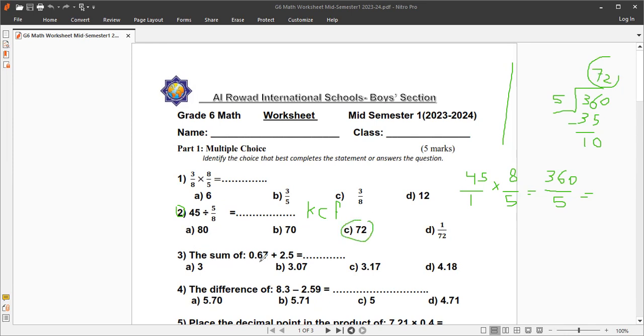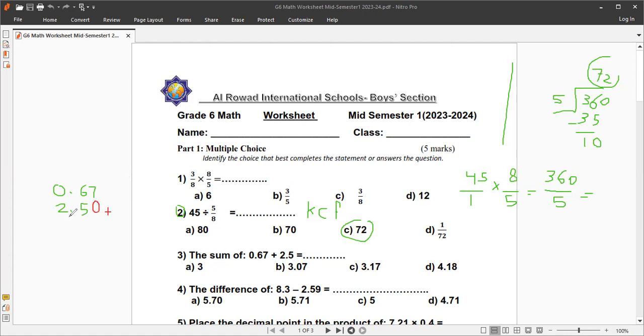Now, the sum of 0.67 and 2.5. Mentally we can find it, but it's better to do the formal way, which is we need to line up the decimal points. So I put 0.67, and here we put 2.5. Now we can annex 0 here, add 0 here to make it easier to add.